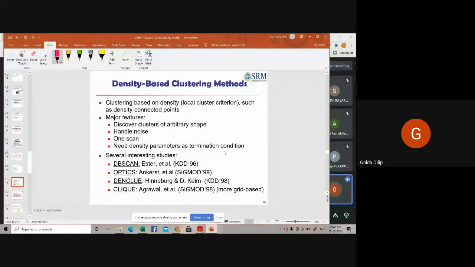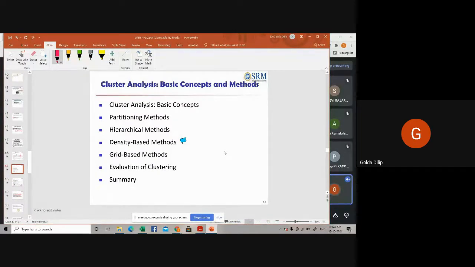Actually, you have 3 algorithms, 3 techniques. There are 4 techniques, in fact. The popular ones are DBScan, OPTICS, and DENCLU. CLIQUE, though it is being put here, is more of a grid-based technique. It's more of a grid-based technique. In the next section we will be discussing grid-based techniques.